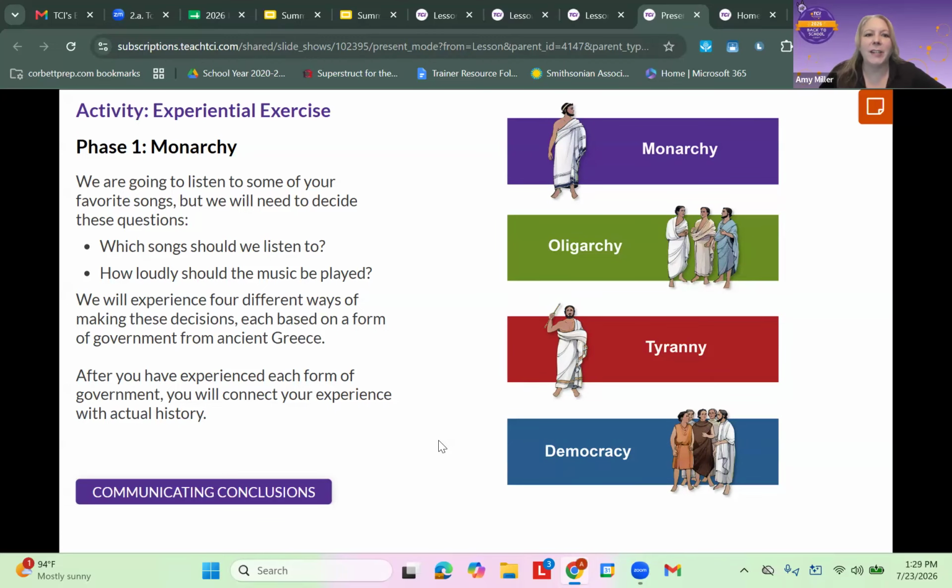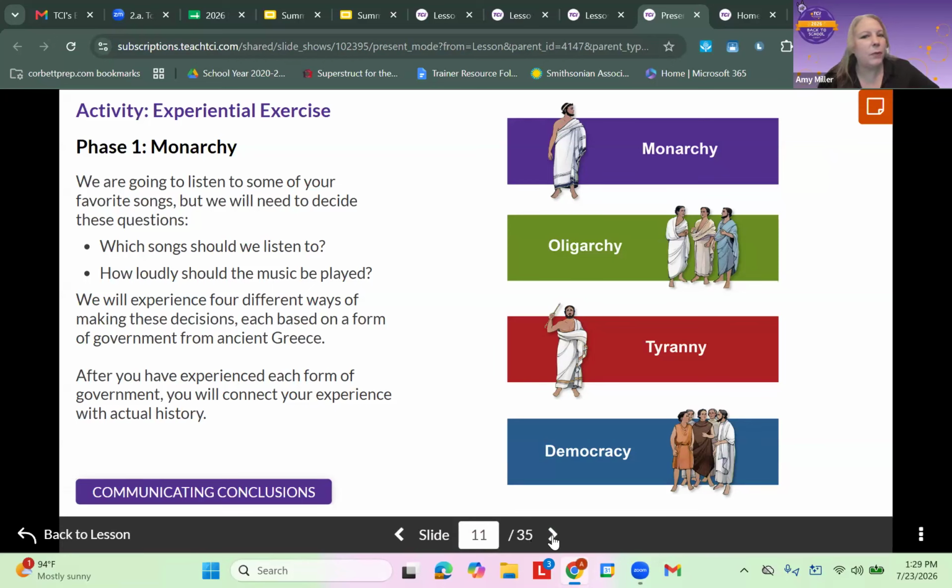So we first start with listening to some of our favorite songs using a monarch. And a monarch is chosen and picks the music and has an heir to the throne. And the monarch can choose to listen to some people, but most people's voices are left out of that. Now, this experiential exercise is great. We get the kids up, their emotions are flying, they're feeling unheard because the monarch did not ask them what they thought. Then they realize there's an oligarchy, and yes, there are a few people now, maybe our voices will be heard, but the majority will not.